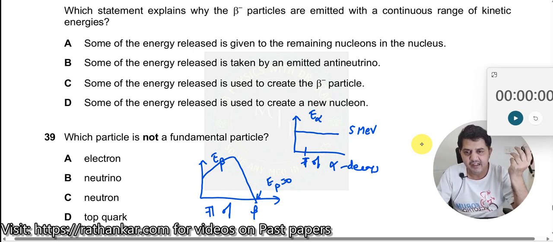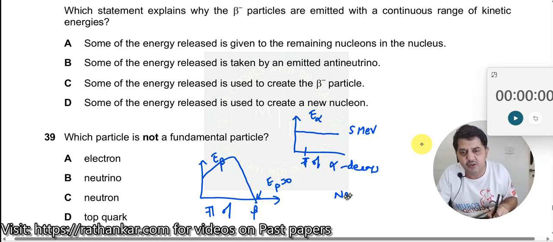That was the question. So to explain this, Wolfgang Pauli introduced a new particle known as the neutrino. So what does it tell you? It tells you that when a beta particle is emitted, an antineutrino is also emitted in such a way that the energy is being shared, but the charge is not shared. That is what gives rise to the neutrino hypothesis.